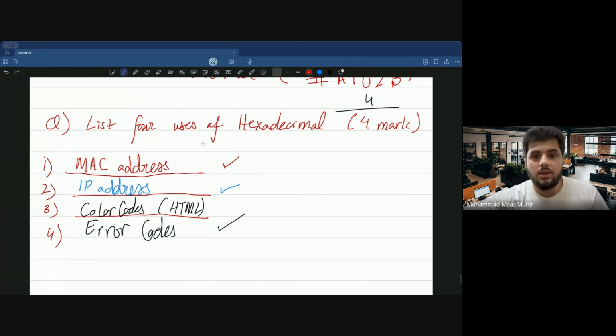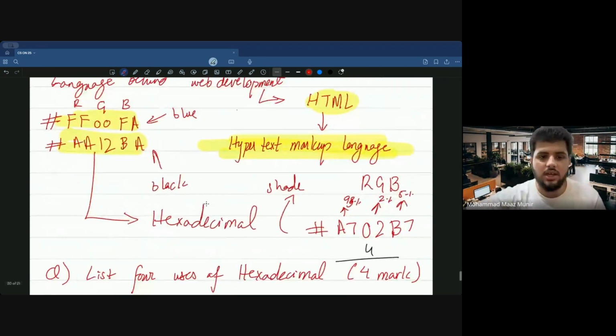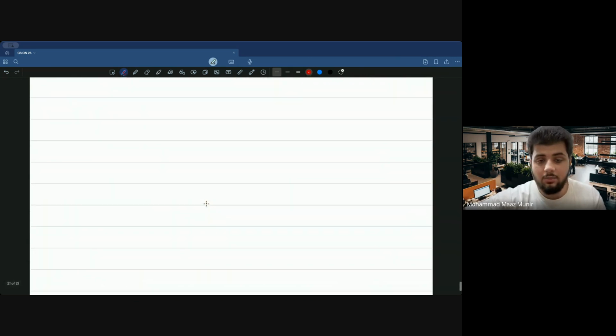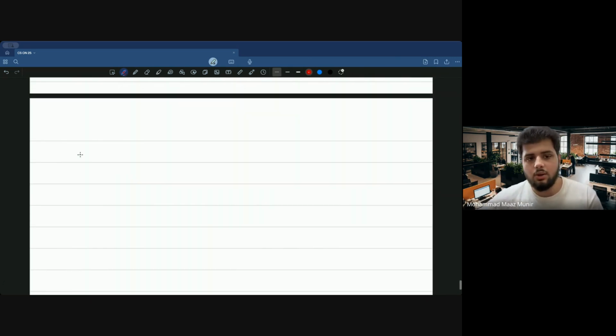Let's get back to our app where we left our last concept, which was regarding the usage of hexadecimal numbers. We basically discussed the four uses of hexadecimal, which were MAC address, IP address, color codes, error codes, and all that. We had a great discussion on this yesterday at the same time. Today we are going to start off with a very easy concept known as logical shifts.